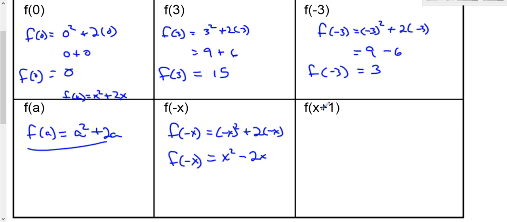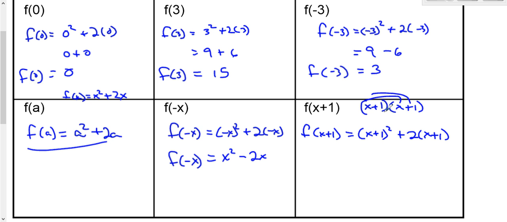And for f of x plus 1, this gives us the x plus 1 squared. Now let me write that better. Plus 1 squared plus 2 times the x plus 1. And now we have to simplify this. And when we square x plus 1, it means we are taking x plus 1 times x plus 1, and we're going to FOIL or box method, whichever method you choose.